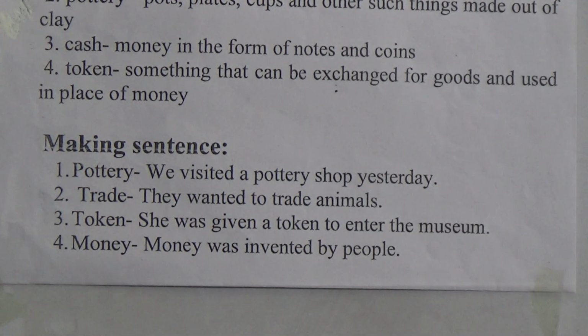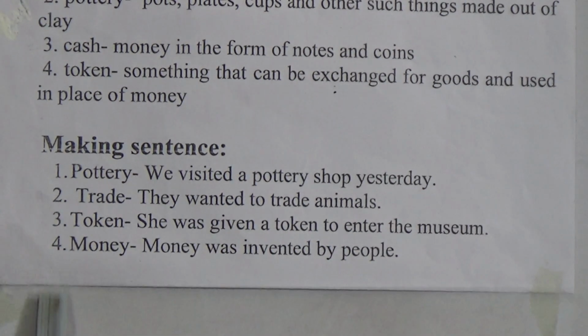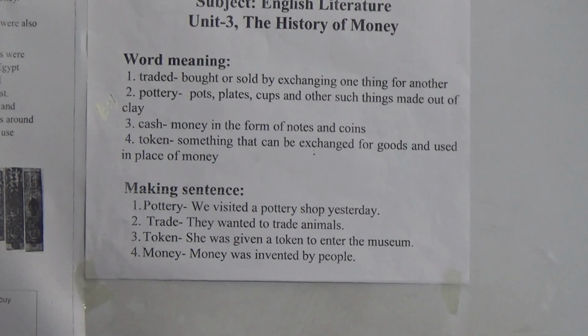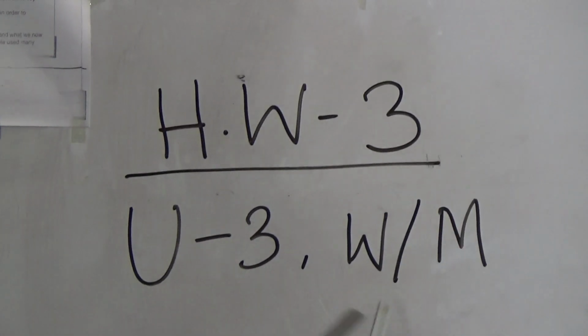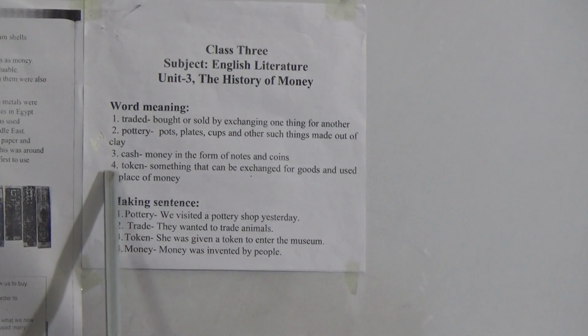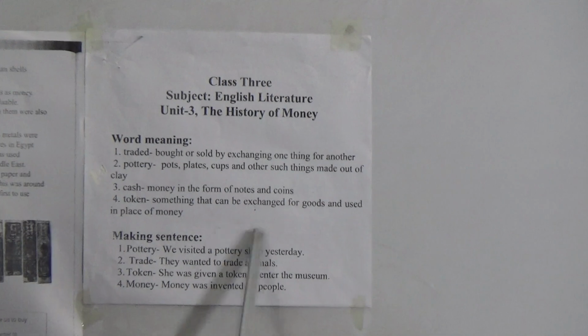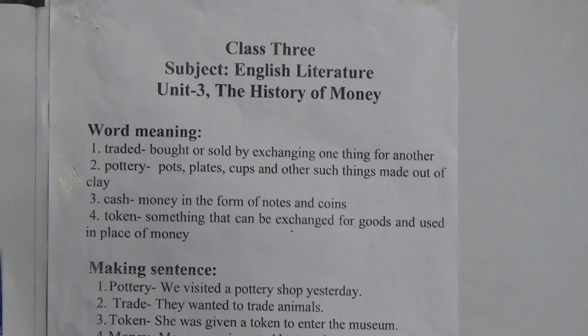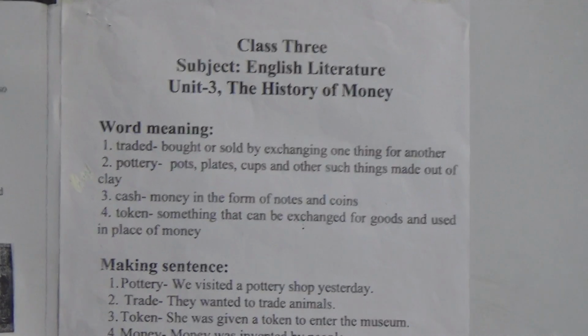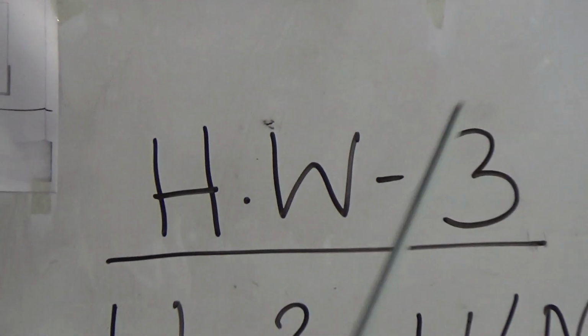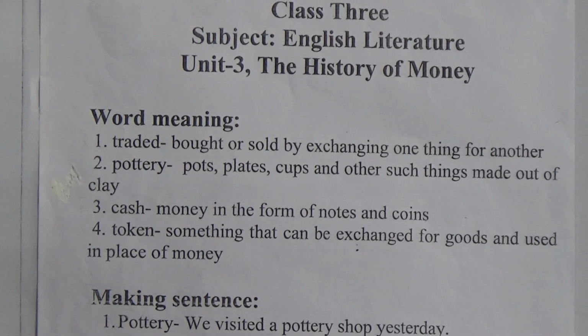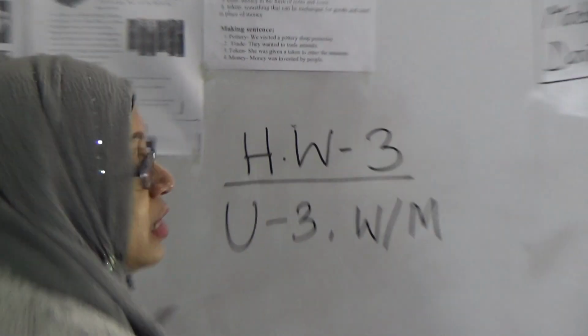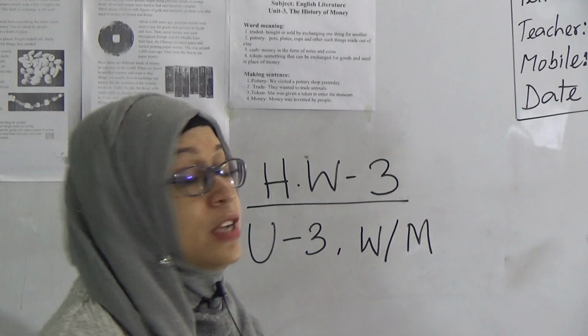Okay, so students, you have to write it in your CW copy and memorize it, and today's topic is Unit 3, word meanings. These 4 word meanings are your homework. Okay, what you have to do is write homework 3 at the top of your homework copy. Then you have to write these word meanings after memorizing them. Okay, and you need to submit it on Saturday. When? You need to submit this homework on Saturday. Okay, students, this is it.